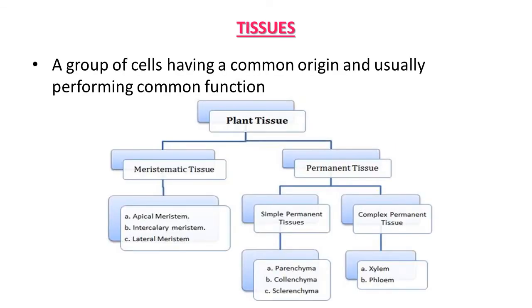Hello students, from this lecture we are going to start chapter 6, Anatomy of Flowering Plants. In this chapter we are going to study about tissues, tissue systems, anatomy of dicotyledon and monocotyledon plants, and about secondary growth. First of all, what is anatomy? Anatomy is actually the study of internal structure.